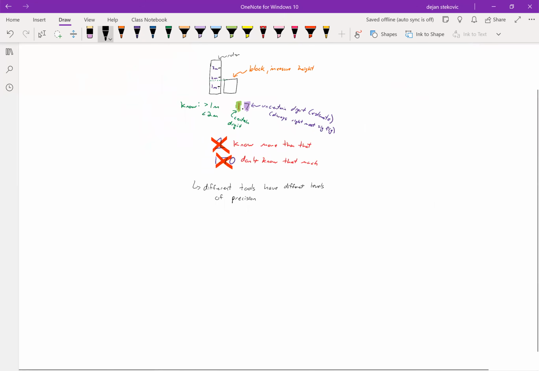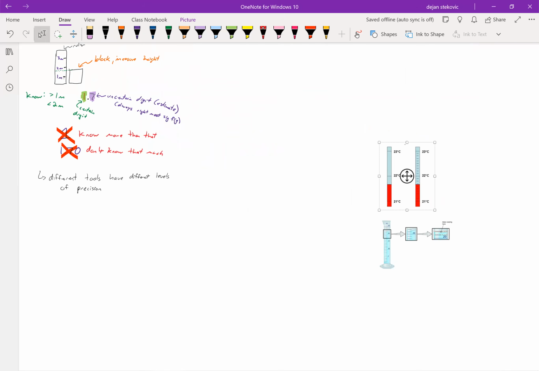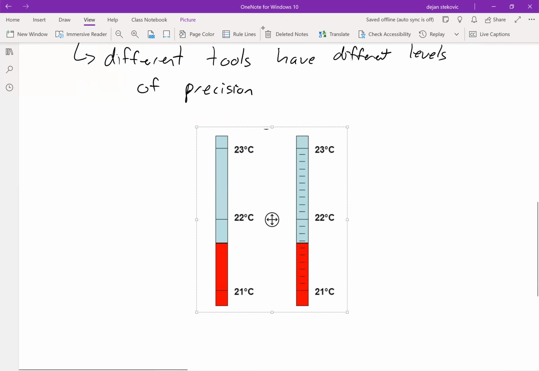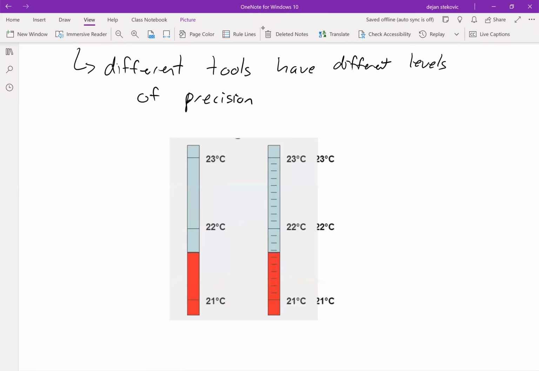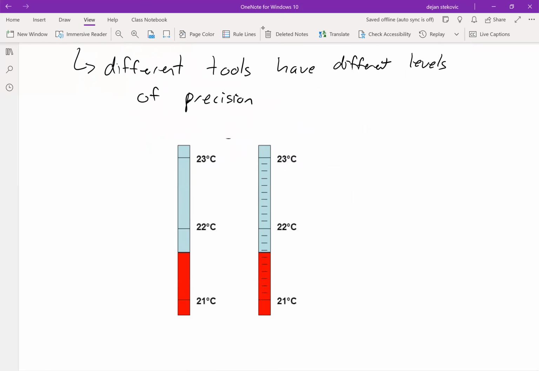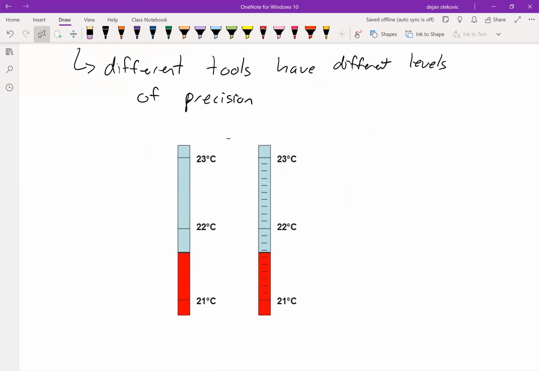In science, we often refer to tools as instruments or instrumentation. So if you hear me use instrumentation, I'm just talking essentially about a tool, usually one that does some kind of measurement. Anyway, we've got two thermometers here. Let's check out how we're going to read these thermometers and see which one is more precise than the other.